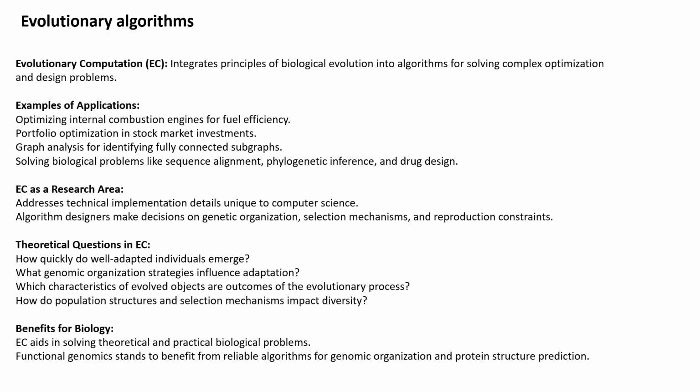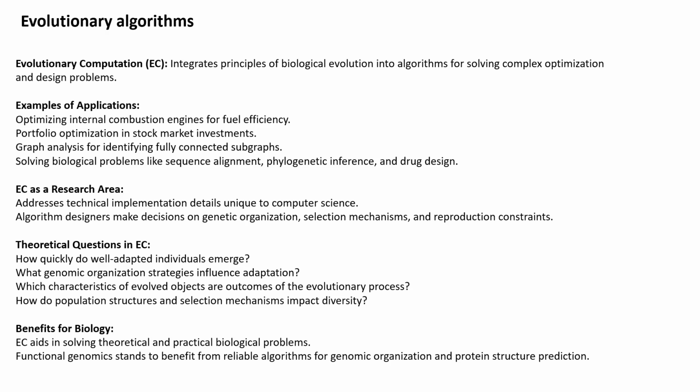Other questions that it can answer are basically what characteristics of evolved objects are outcomes of the evolutionary process, or how population structures and selection mechanisms impact this diversity. So you can change these structures. We will talk about population and other things. You can change these structures and see how it impacts your solution set. And in the context of biology, functional genomics is a field in which these evolutionary algorithms are very well used for genomic organization and protein structure prediction studies.